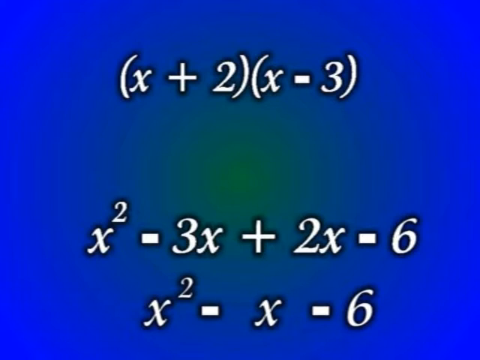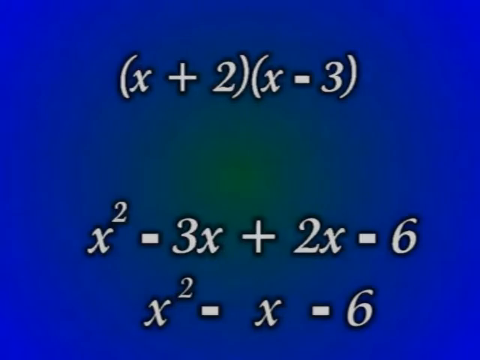FOIL is a pretty easy technique, isn't it? All you've got to do is do first, outer, inner, last. That will give you 4 terms. You then combine your like terms, and that gives you usually 3 terms. I want you to have a go at the following exercise, and the working out of the exercise is included in the DVD workbook.